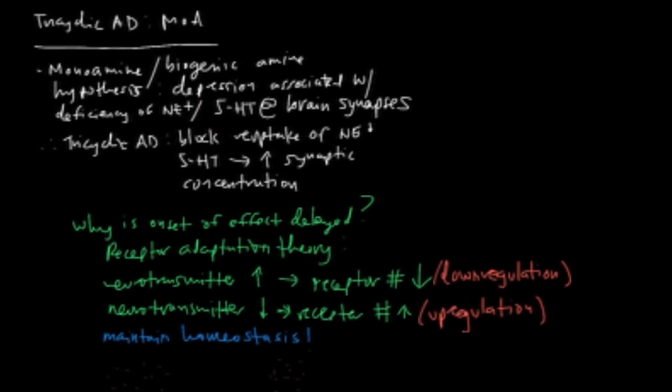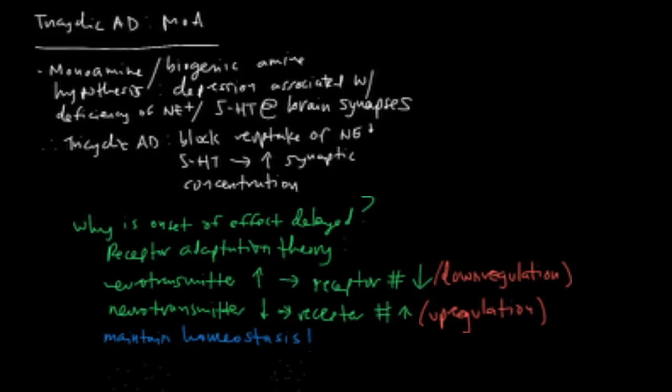Okay, so now we're going to talk about the tricyclic antidepressants and their mechanisms of action. So the monoamine biogenic amine hypothesis states that depression is associated with a deficiency of norepinephrine and or serotonin at brain synapses. Therefore, tricyclic antidepressants block the reuptake of norepinephrine and serotonin, therefore leaving more of them in the synapse, which supports the monoamine slash biogenic amine hypothesis. So increasing the concentration of norepinephrine or serotonin in the synapse decreases depression symptoms, since depression symptoms are associated with deficiency of these neurotransmitters at brain synapses.